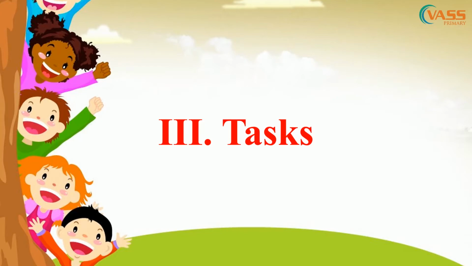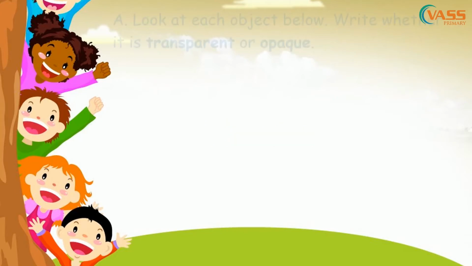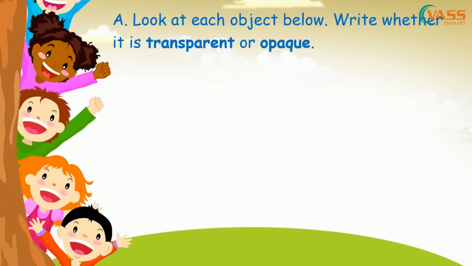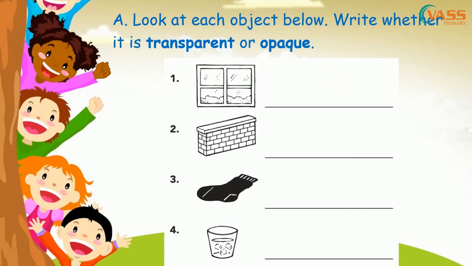Now let's complete some tasks. Question A. Look at each object below. Write whether it is transparent or opaque. We have 4 different pictures. Can anybody tell me what these pictures are? Number 1 is a window. Good job. Do you think that's transparent or opaque? You're right, it's transparent. Good work.